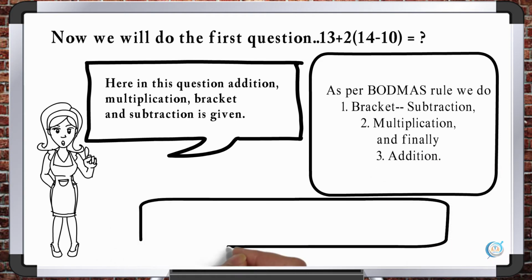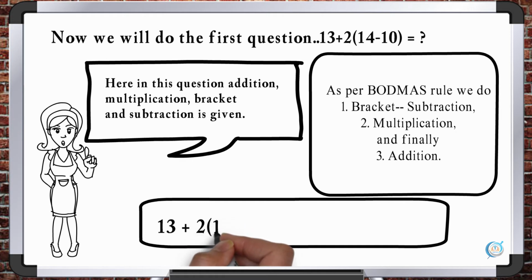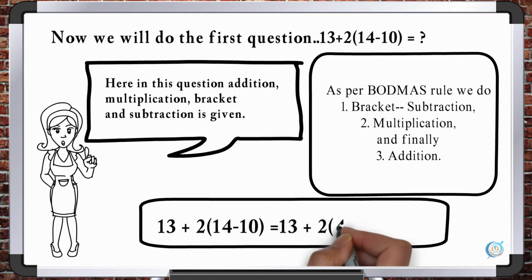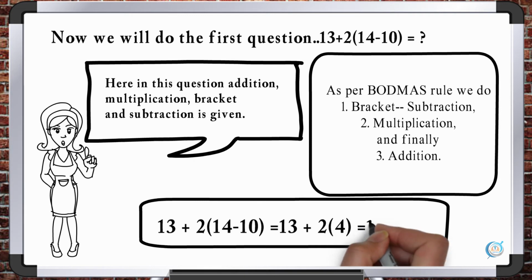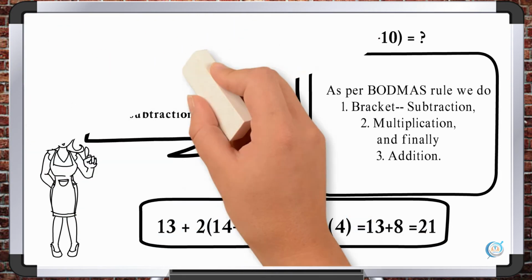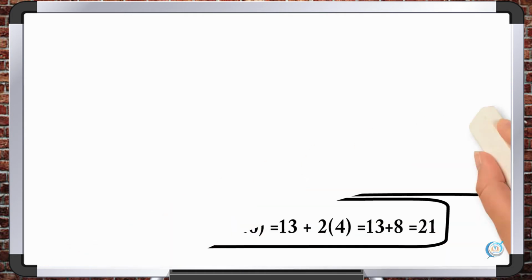So the question will become 13 plus 2 into (14 minus 10). Inside the bracket 14 minus 10 is there, that we will do first. So it will become 13 plus 2 into 4. Next we need to do multiplication, so it will be 13 plus 8. 4 into 2 is 8. And the final answer is 21. So the boy was right.